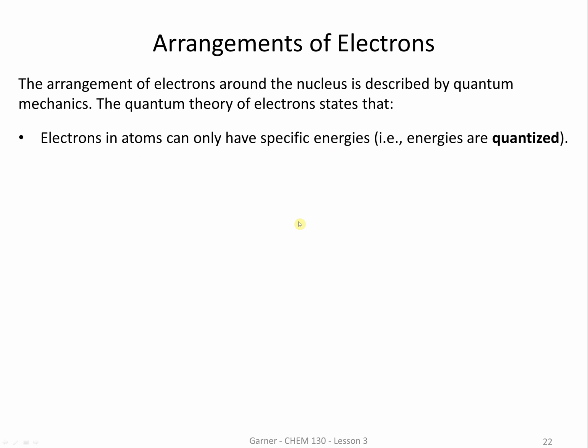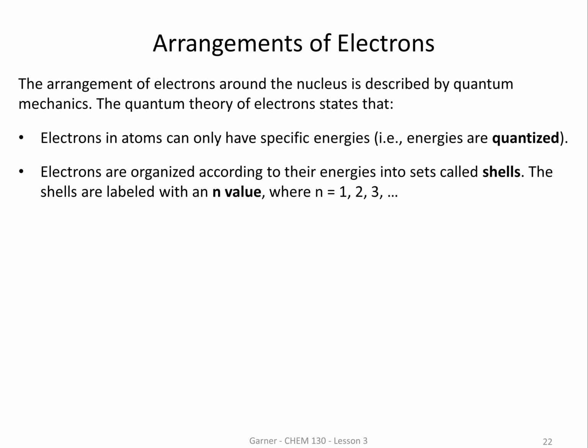So electrons are also organized according to their energies into sets that are known as shells. These different shells of electrons have what we call an n quantum number or an n value associated with them. So each shell is given a number. So the n equals 1 shell would just be the first shell, and then we could just count up from there.